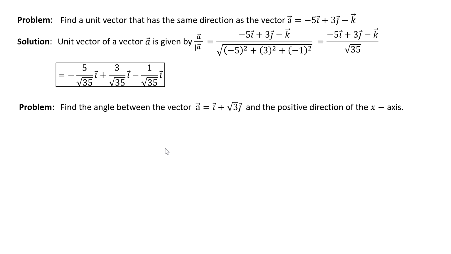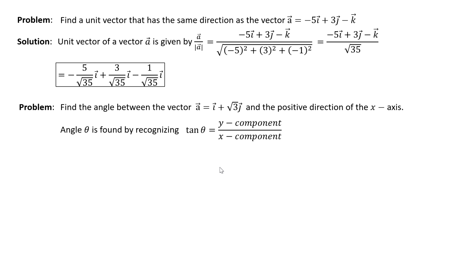Find the angle between the vector A and the positive direction of the x-axis. Ooh, some vector is pointing in some direction, right? Let's say it's going like that. We want to find out what its angle is with respect to the positive x-axis. Well, how do we do that? Angle theta is found by recognizing tangent theta is equal to y component over x component. This is true only in case of two-dimensional vectors. Let me point that out.